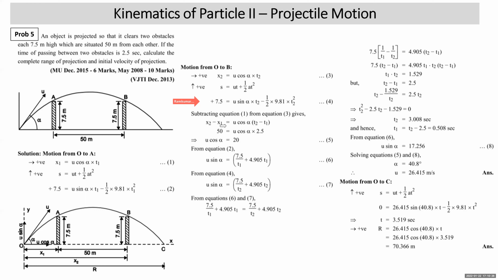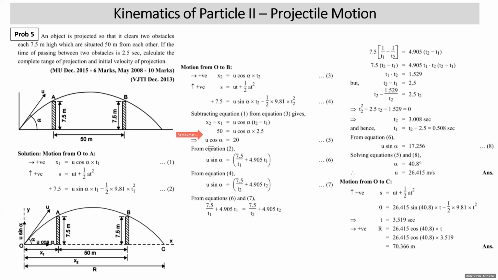Now, subtracting equation number 1 from equation number 3. That means 3 minus 1. 3 minus 1 gives you x2 minus x1 is equal to u cos alpha into (t2 minus t1). x2 minus x1 is 50. Time of passing between the two obstacles is t2 minus t1, that is 2.5 seconds. You get u cos alpha. All right. Now we have to rearrange the equations.